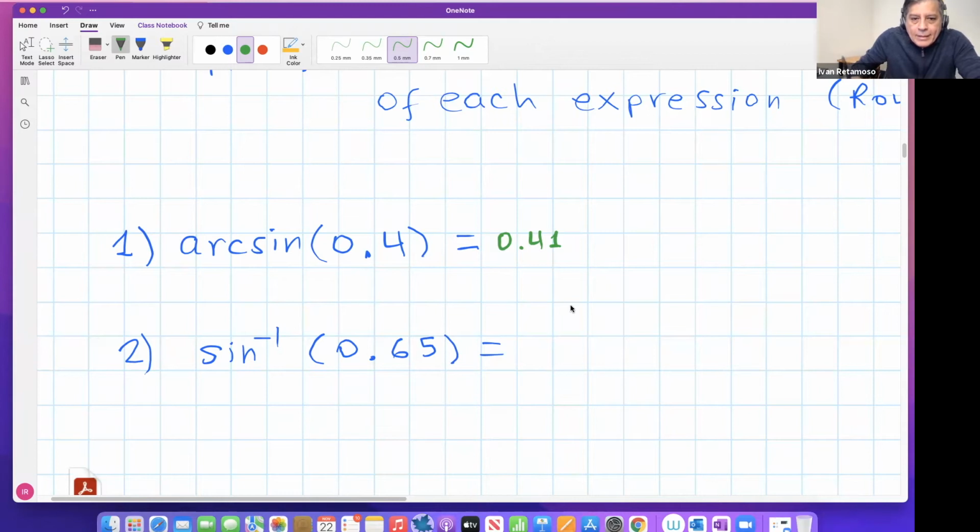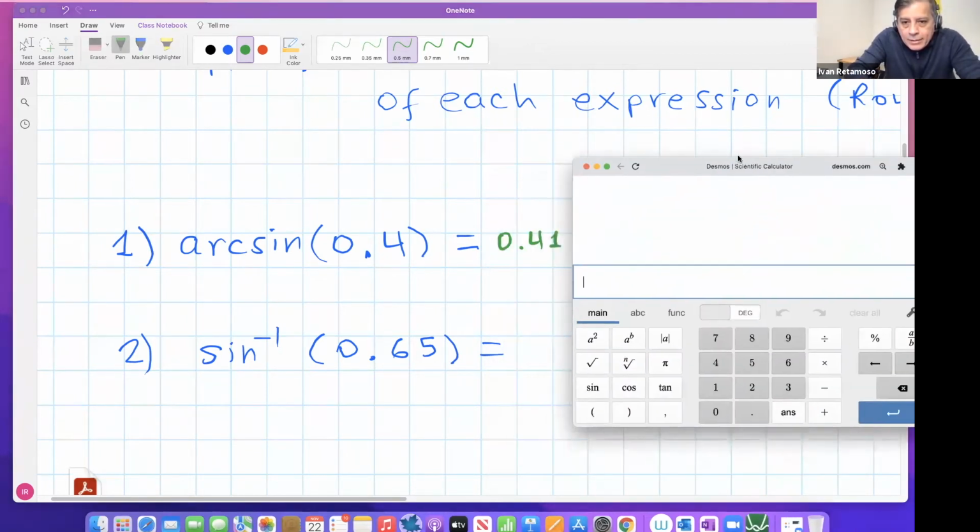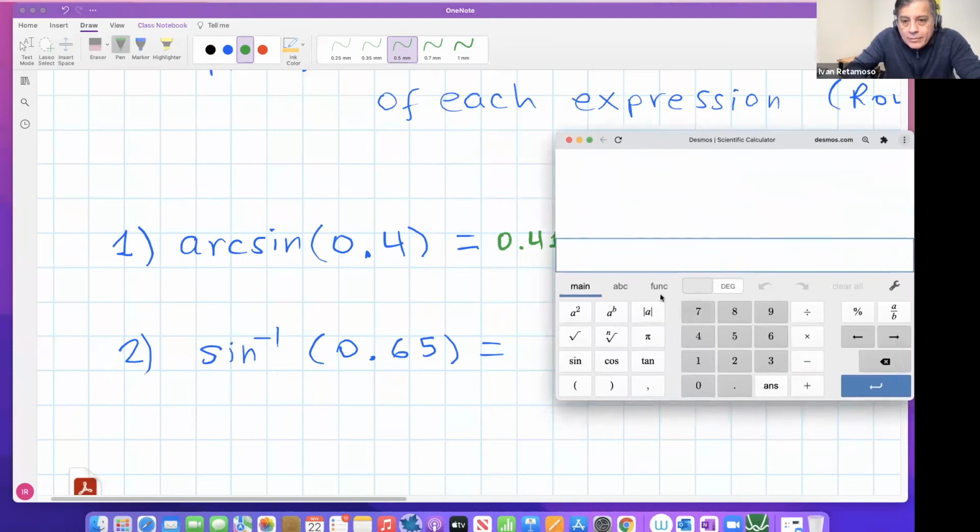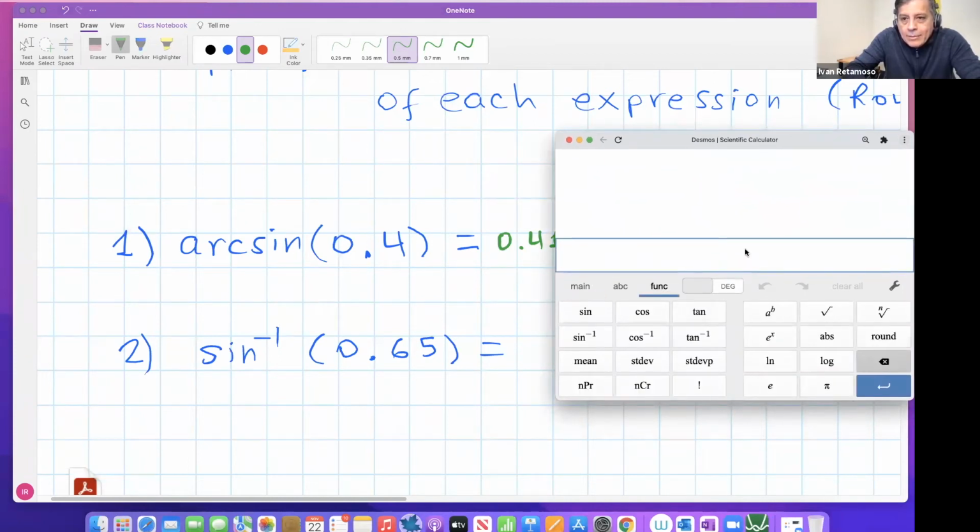Now, sine inverse of 0.65. Again, you go to the calculator, to the Desmos scientific calculator or any calculator of your choice. You're going to look for the function sine inverse.